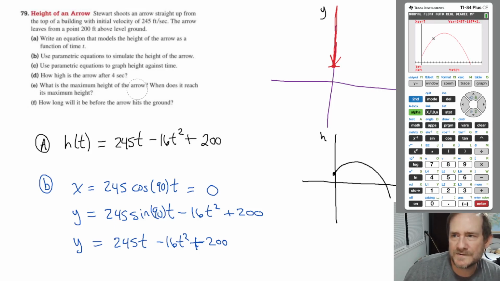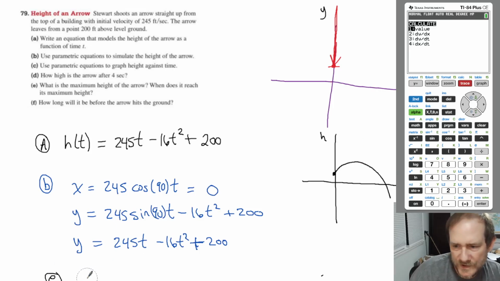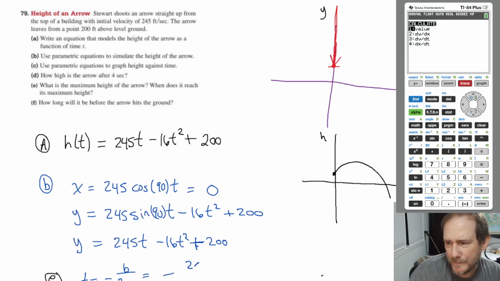Then they say, what's the maximum height of the arrow? Well, in parametric mode, we can't find the max. We don't have that option. But we know that algebraically, we can find it. So for part E, we know that our max occurs when time is equal to -b over 2a, which is -245 over 2 times -16. So that's positive 245 over 32.